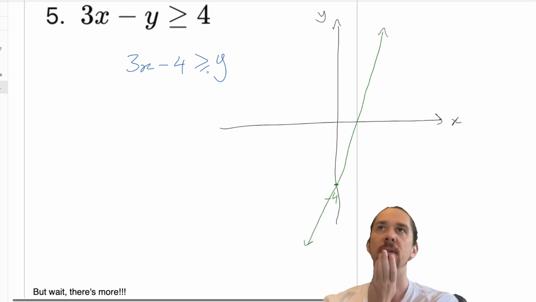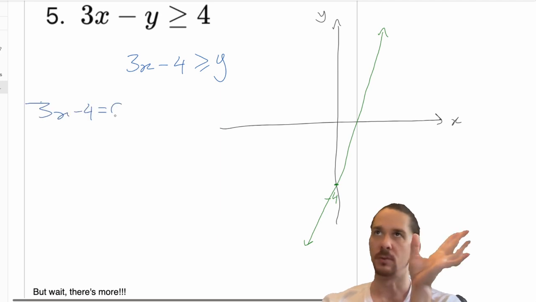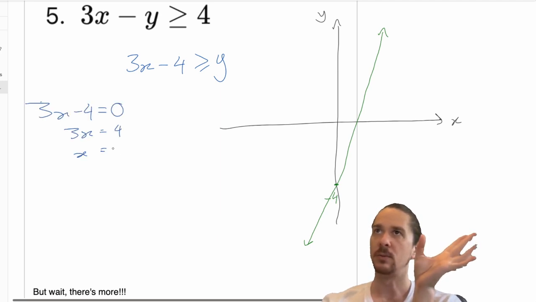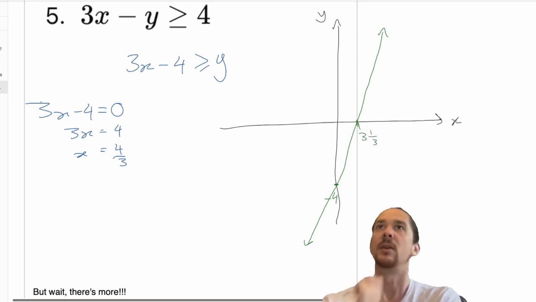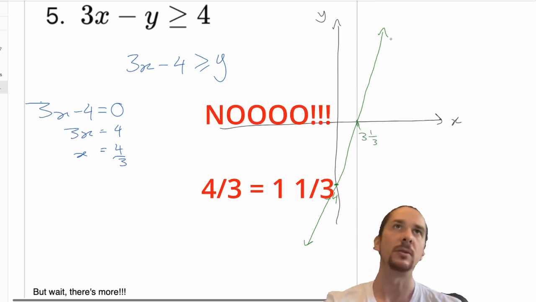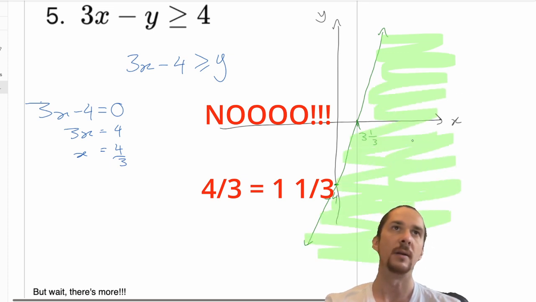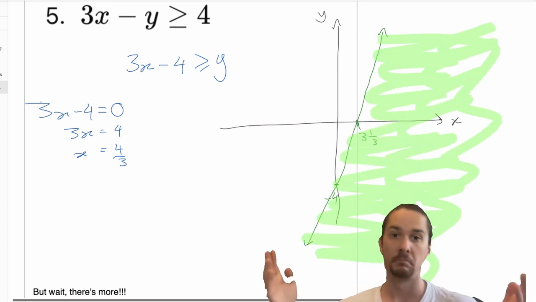Now, what's the x-intercept going to be? If y was 0, if we had 3x minus 4 equals 0, just for a second, we'll say 3x equals 4, x equals 4 on 3. So 3 and 1/3 is this coordinate here. And y is less than or equal to this, which means that we're going to be shading in under the line, just like that. Cool, that's all there is to it.